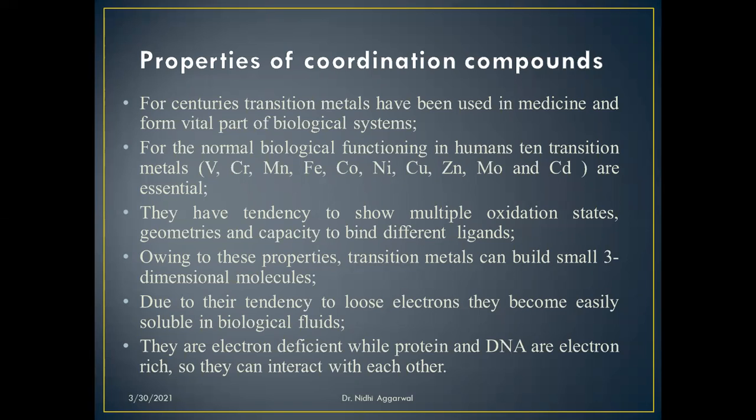When they combine with these ligands, they form very small three-dimensional molecules which easily bind with or interact with the biological fluids. These coordination compounds are electron-deficient species, while protein and DNA in biological systems are electron-rich species, so they easily interact with each other.